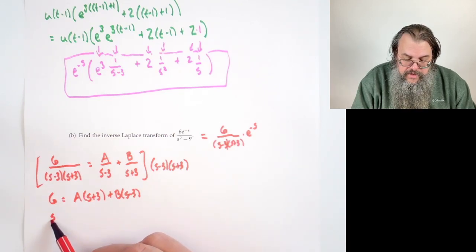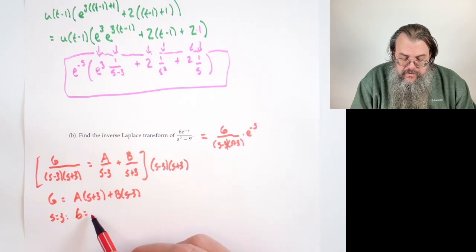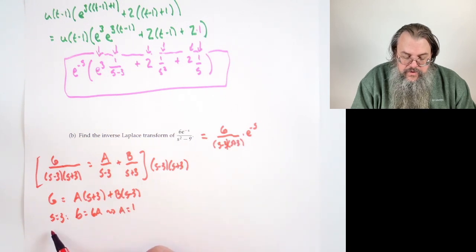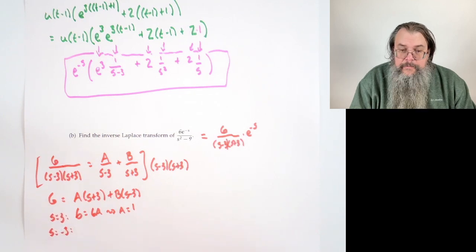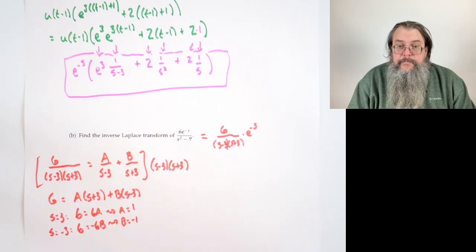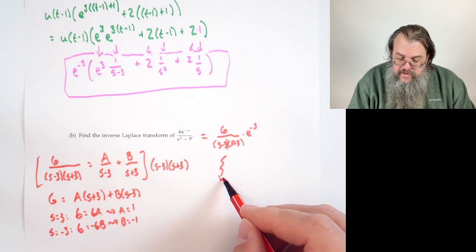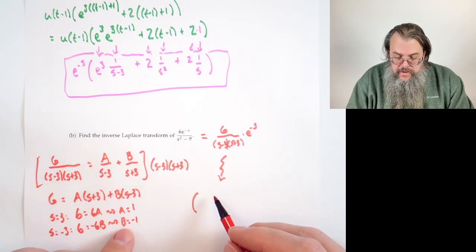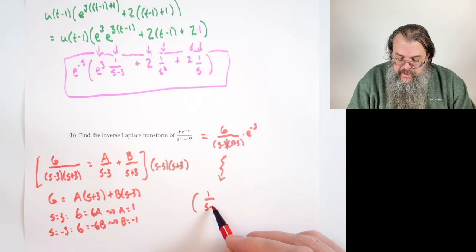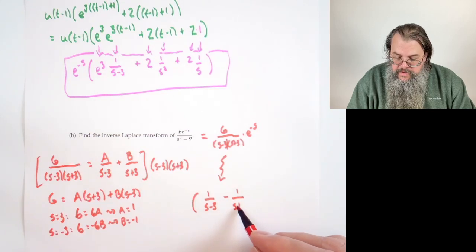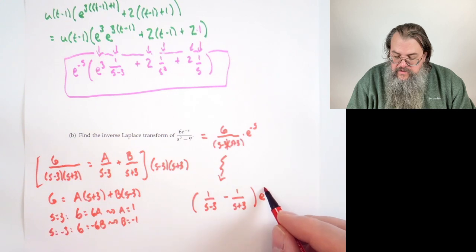If we choose s equals 3, we get that 6 equals 6a, right? So that says, oh, a should be 1. If we set s equals negative 3, well, that will be 6 equals minus 6b. So b equals minus 1. So the punchline is that this expression can also be written as 1, which is a, over s minus 3, plus b, which is minus 1, over s plus 3, and that's times e to the minus s.